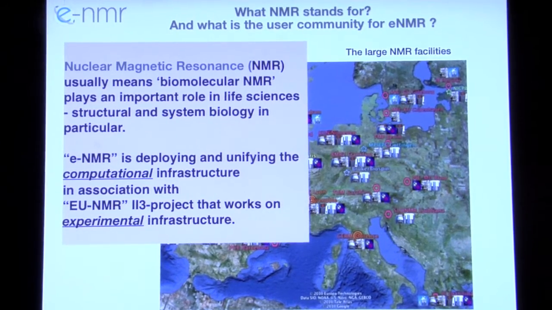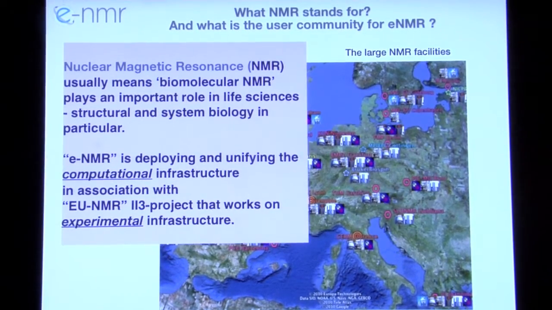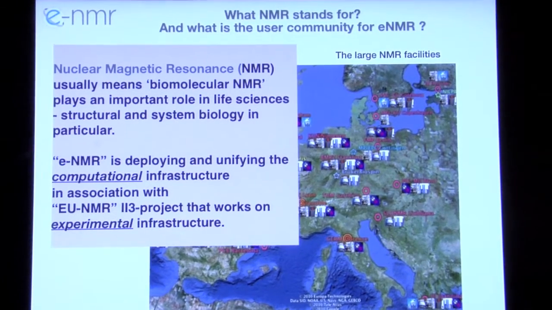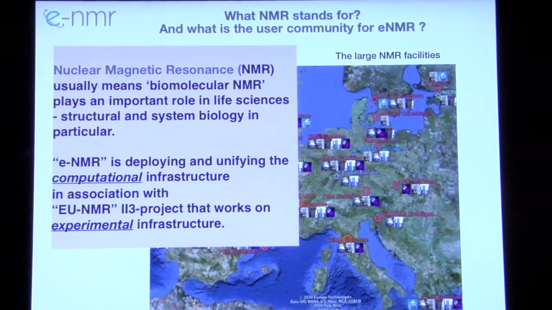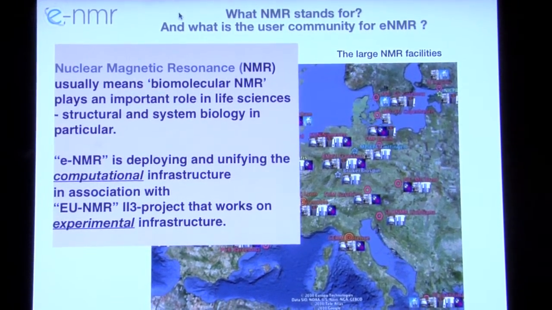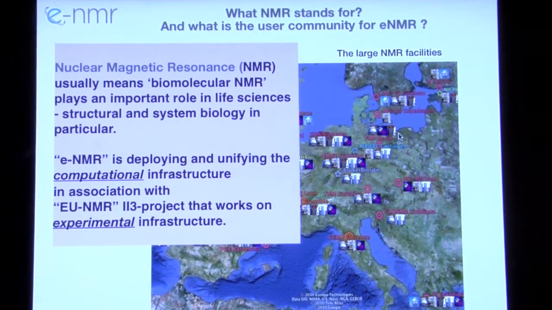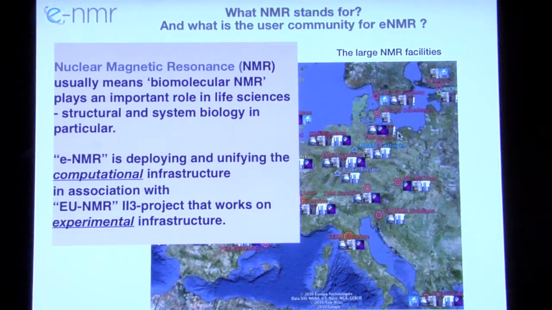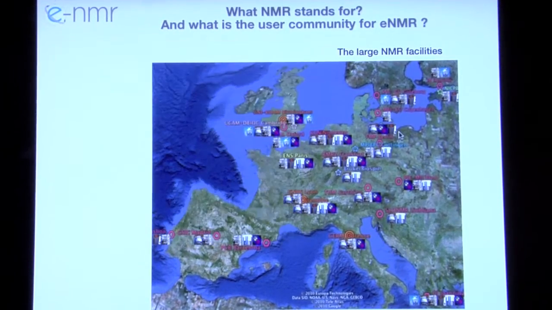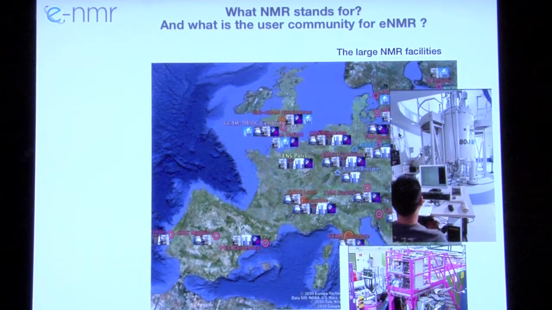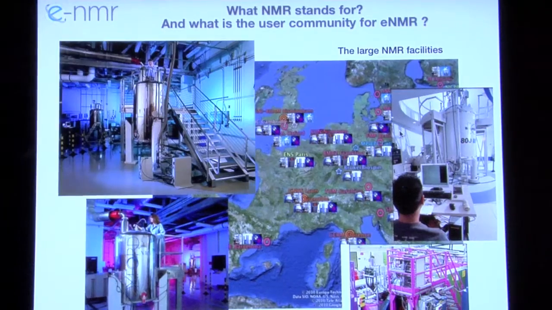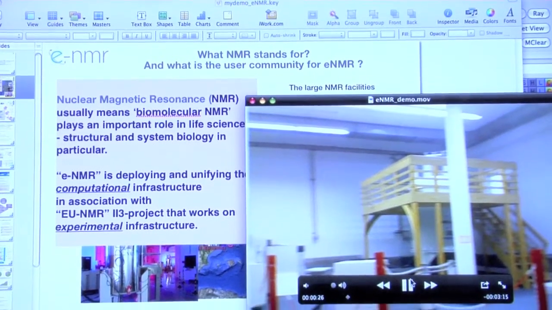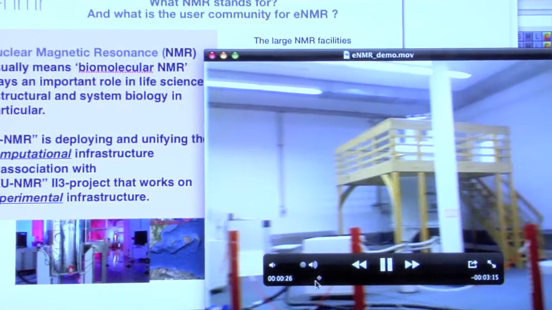The project ENMR deploys and unifies a computational infrastructure. It works in association with the EU NMR project that works on experimental NMR infrastructure. So this is about connecting large experimental NMR facilities and users of these facilities. They are scattered around Europe, and they typically look like this or similar.